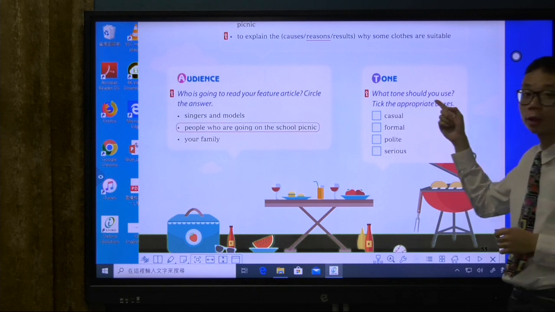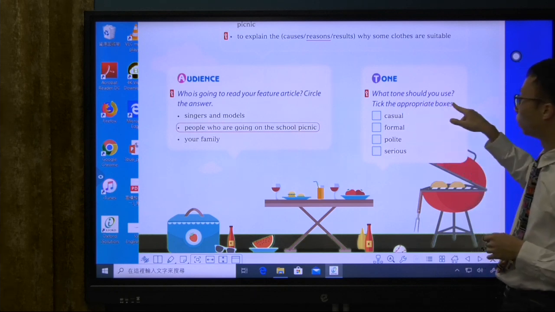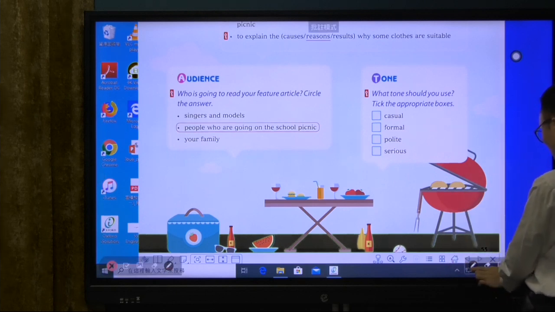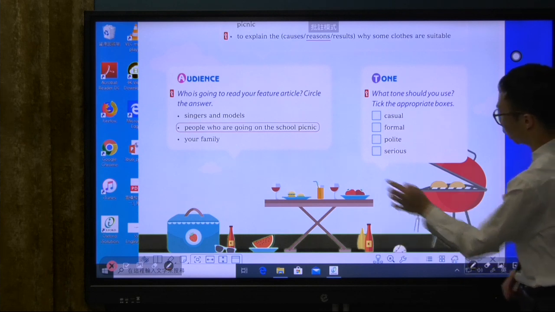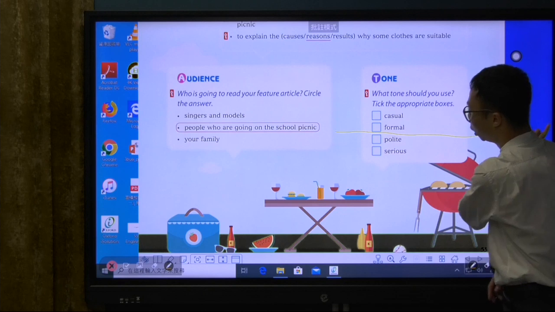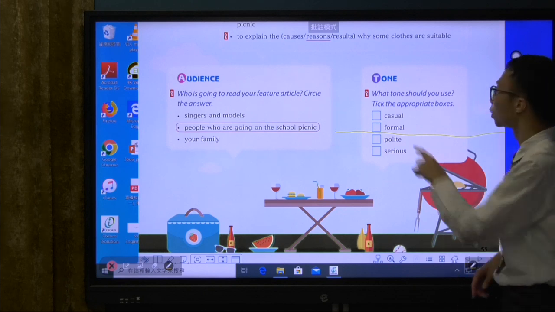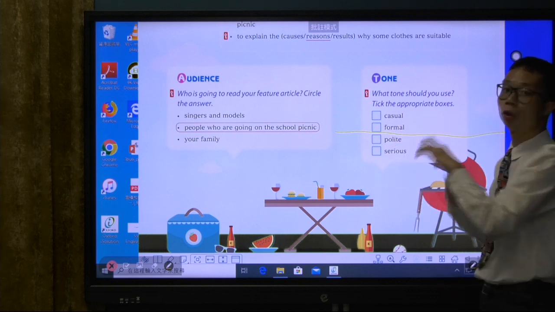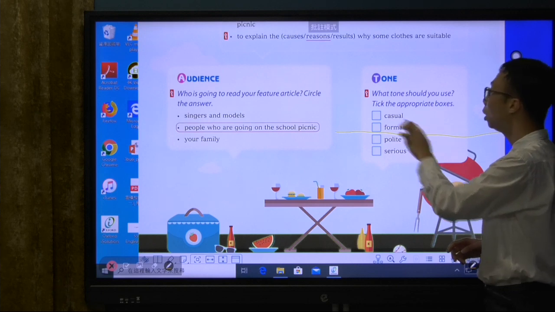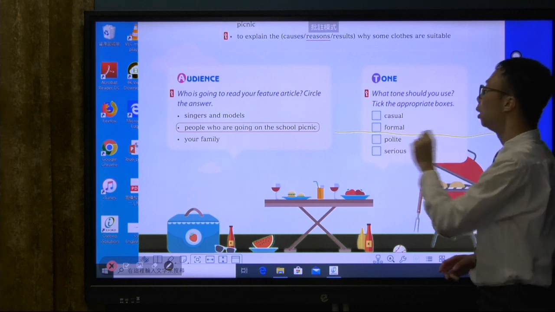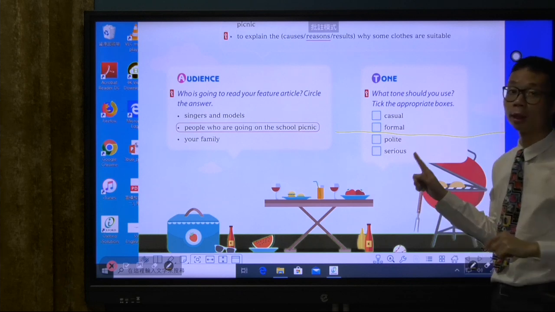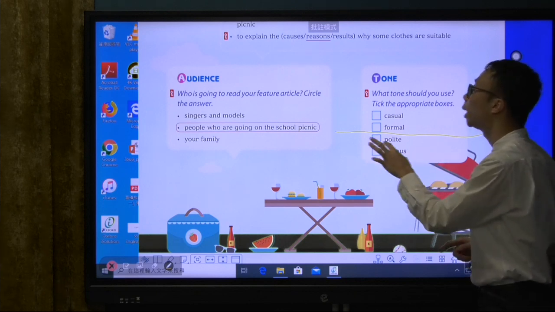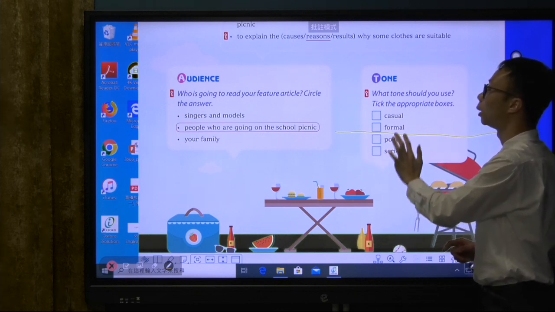Okay, lastly, the tone part. What tone should you use? Take the appropriate box. Whenever we look at the tone, we can deduce that there's a line drawn here. Casual and formal are two opposites, so you should only check one of the boxes. And polite and serious, although these two do not reflect the nature of the tone, you can tell it's going to be one of these two boxes.